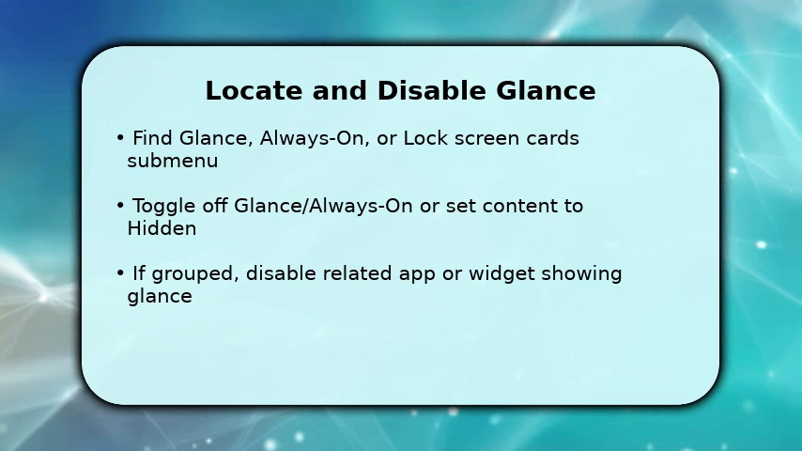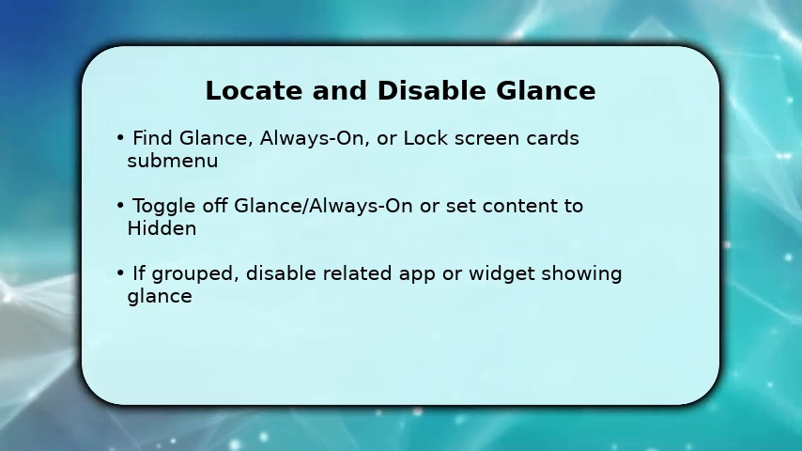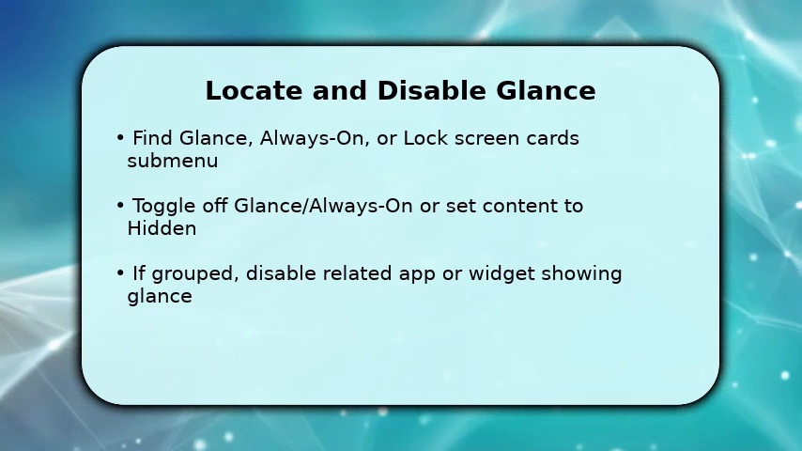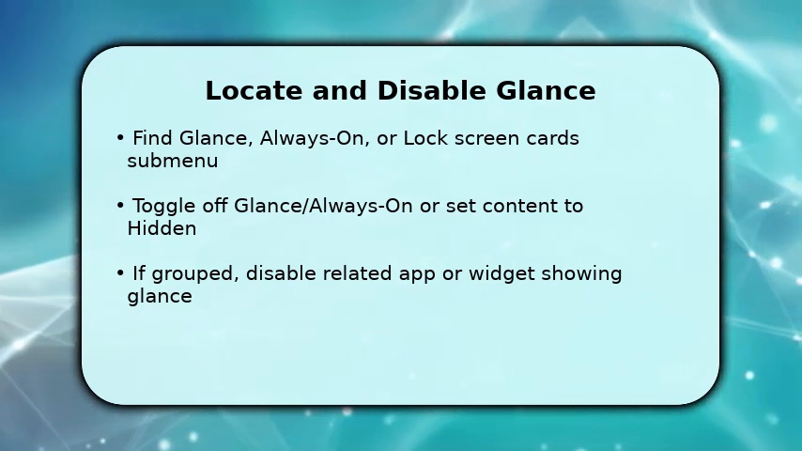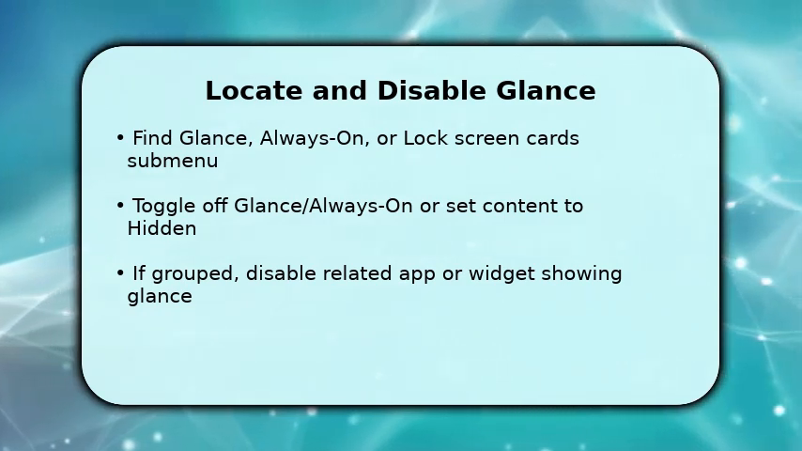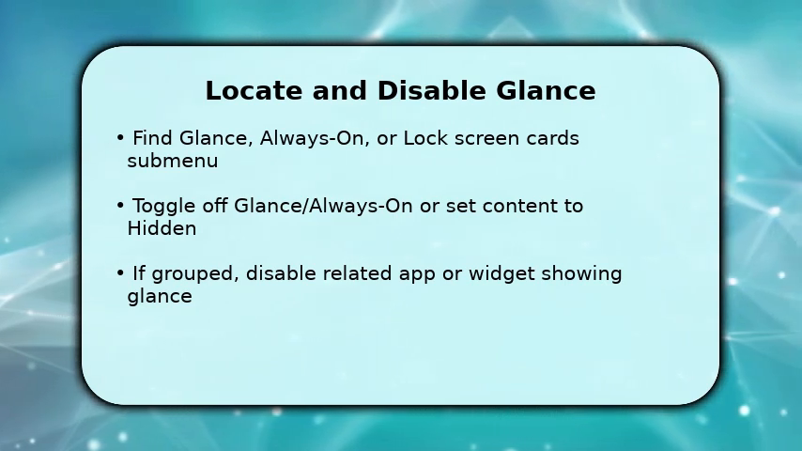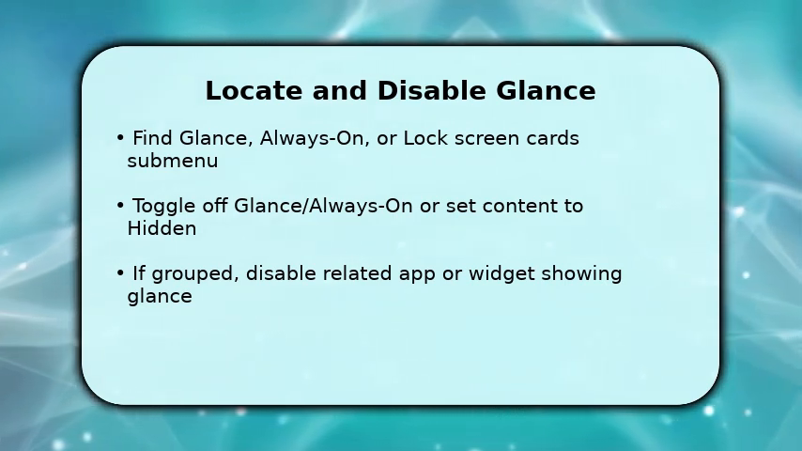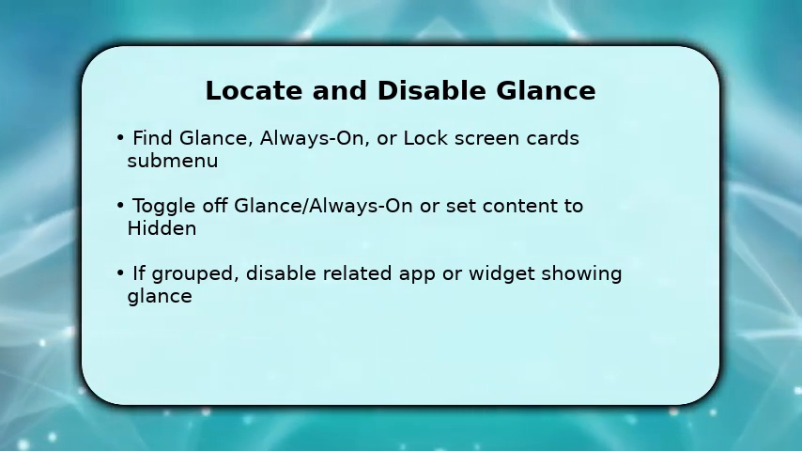Make sure to also check the widget and app permissions listed in that menu. Disabling the widget or revoking permission prevents glance from reappearing. If the option is in a separate app, open that app and turn off lock screen access. This removes the glance surface and stops updates from appearing.